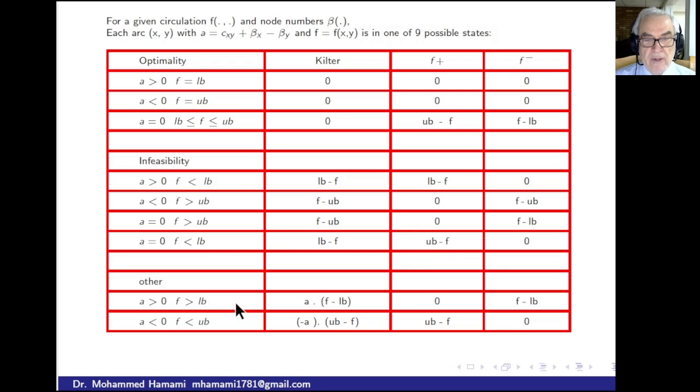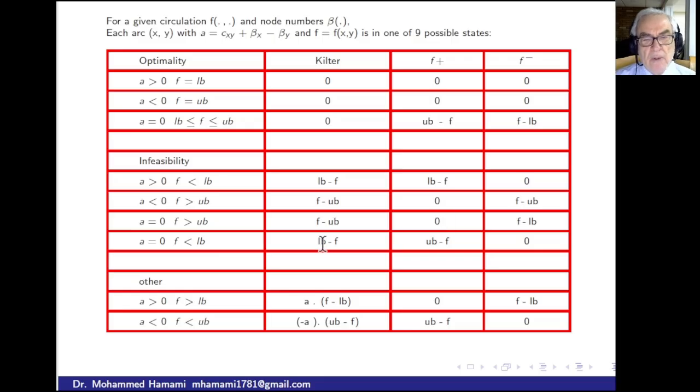And finally, these two here, I cannot increase the flow. I will make it worse, right? Increasing the flow makes this Kilter number increase, so I cannot do that. But I could decrease the flow all the way to LB, so that's F minus the lower bound. And this is the same thing. A negative and F less than UB. So I could increase the flow all the way to UB, and it's UB minus F. So what this table shows you is, given any arc in any one of these conditions, whether you can or cannot change the flow, and by how much, the maximum change you can do.